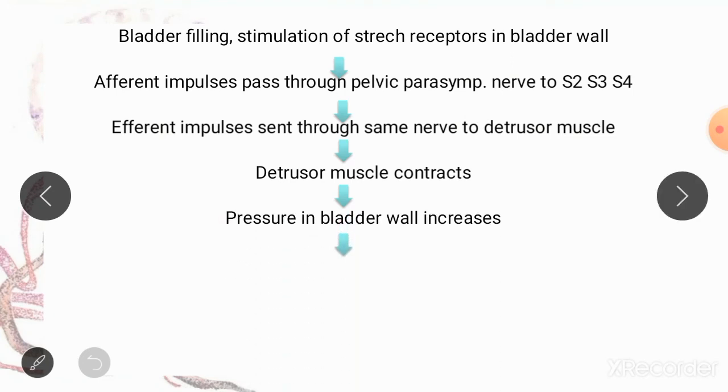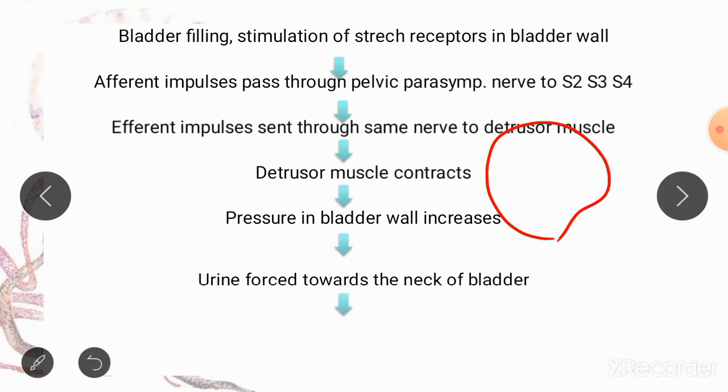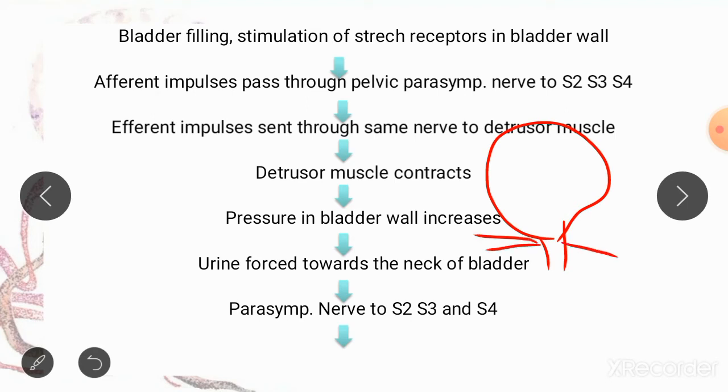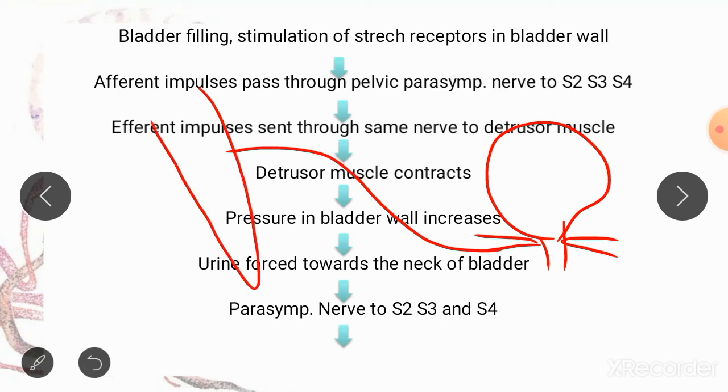When the detrusor muscles contract, the pressure within the bladder will increase, and it is going to push the urine towards the neck of the bladder and towards the internal sphincter. And as I mentioned before, when the neck of the bladder is stretched, it is going to send further signals to the spinal cord through the S2 S3 pelvic nerve, and this is going to send further signals to the bladder wall to cause further contraction.